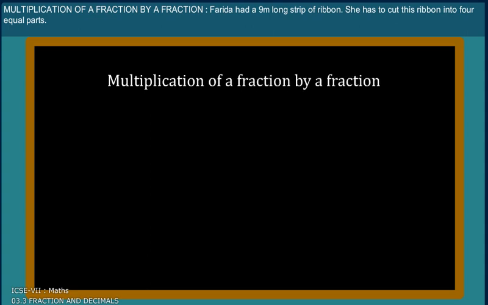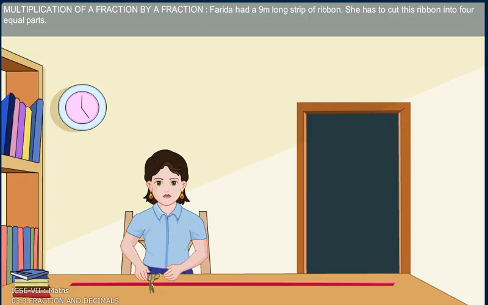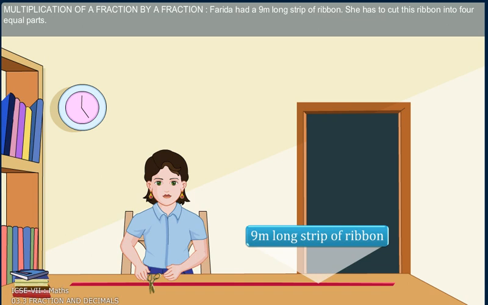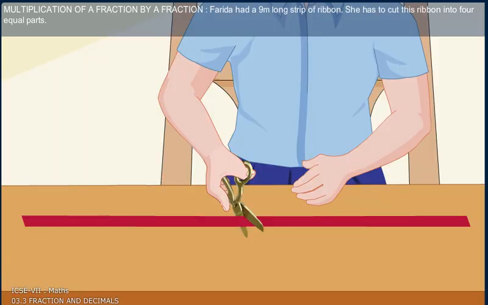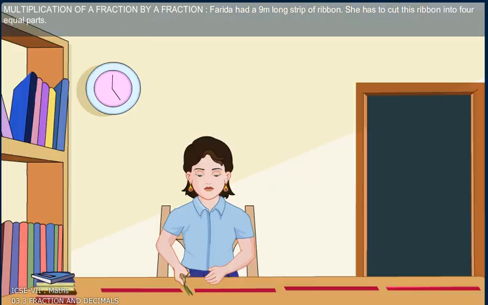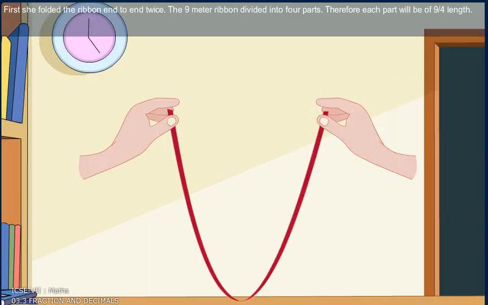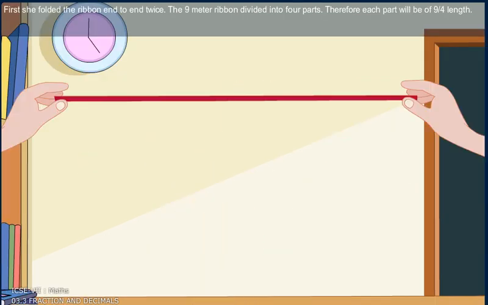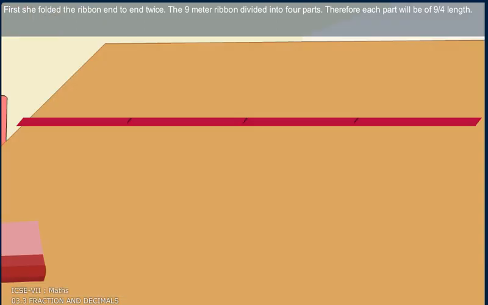Multiplication of a fraction by a fraction. Farida had a 9-meter long strip of ribbon. She has to cut this ribbon into 4 equal parts. First, she folded the ribbon end to end twice. The 9-meter ribbon divided into 4 parts. Therefore, each part will be of 9 by 4 length.